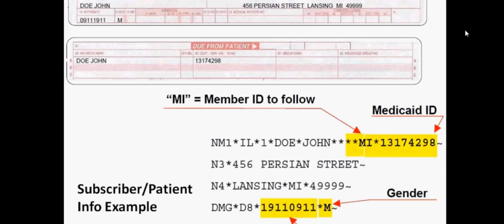So we have seen the submitter, receiver information, we have seen the billing information, now we have seen the subscriber information. So once you put in electronic and when you compare it to a paper format, it makes sense actually, so that you know from which section the information is coming and falling under the electronic transactions.